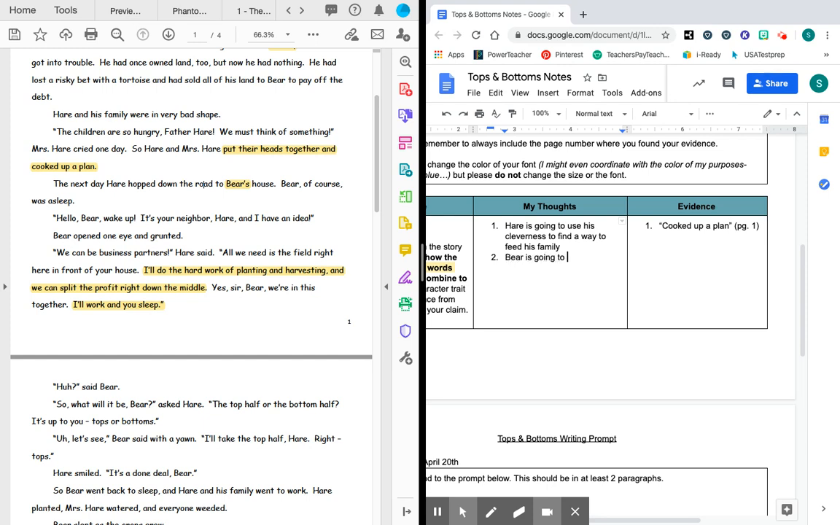Bear is going to be tricked because it says Hare hopped to Bear's house. All right.